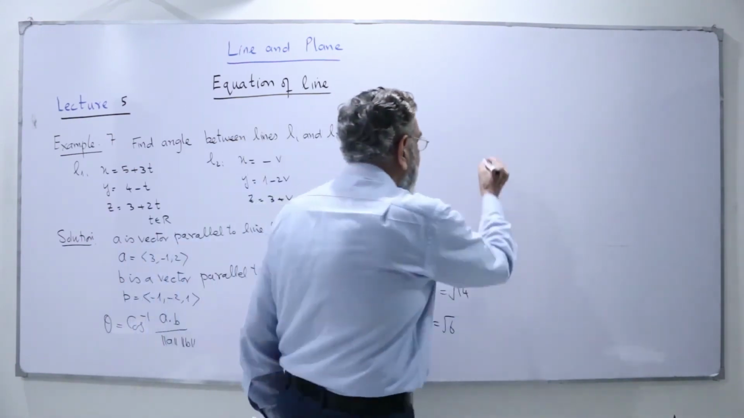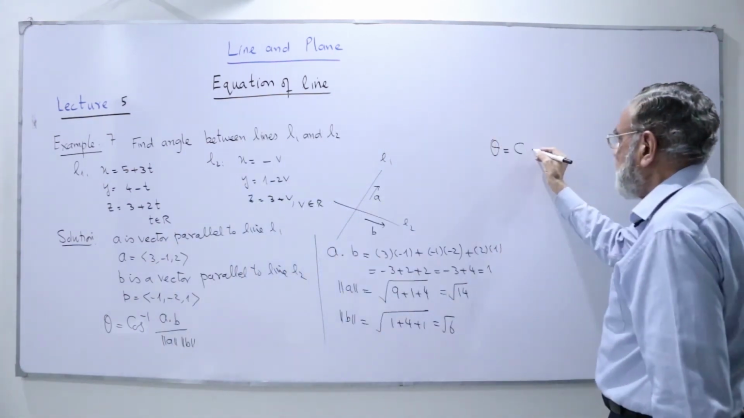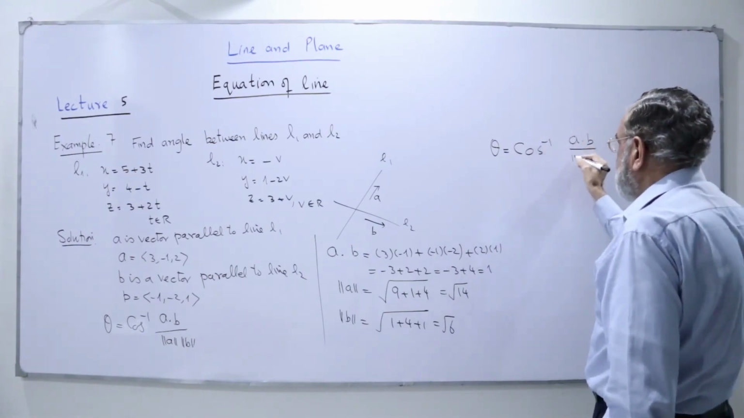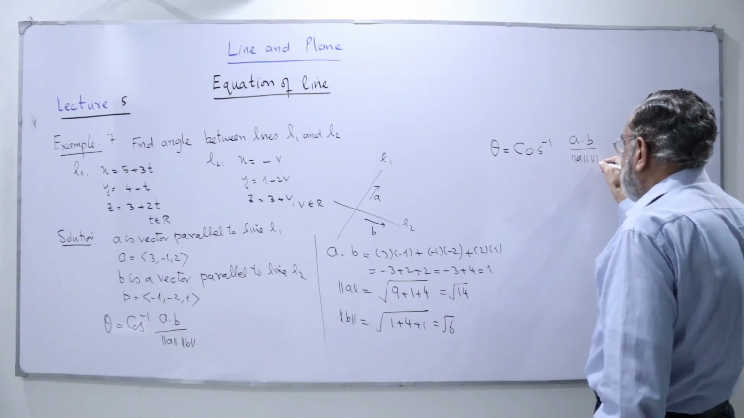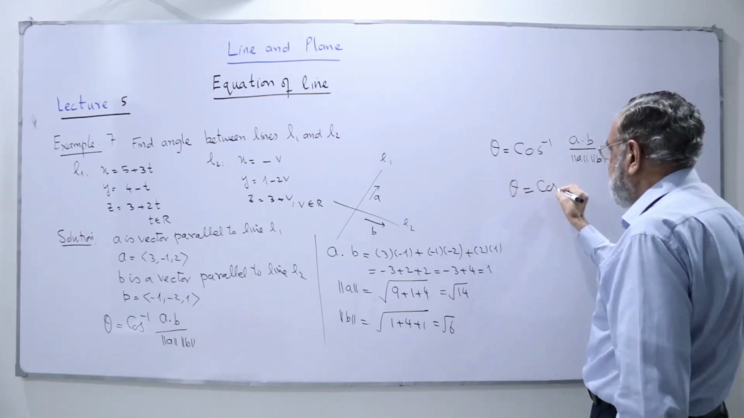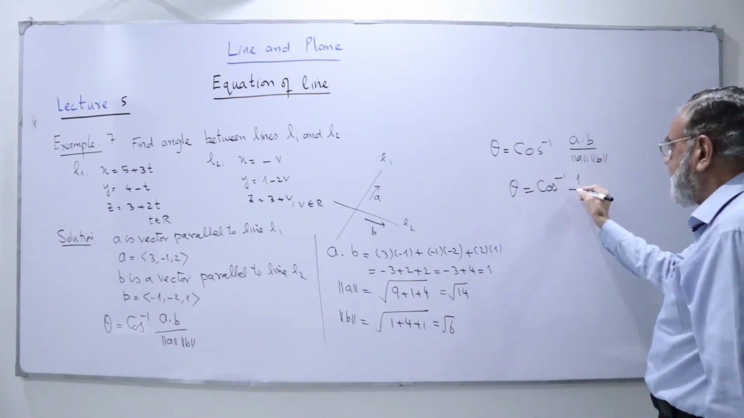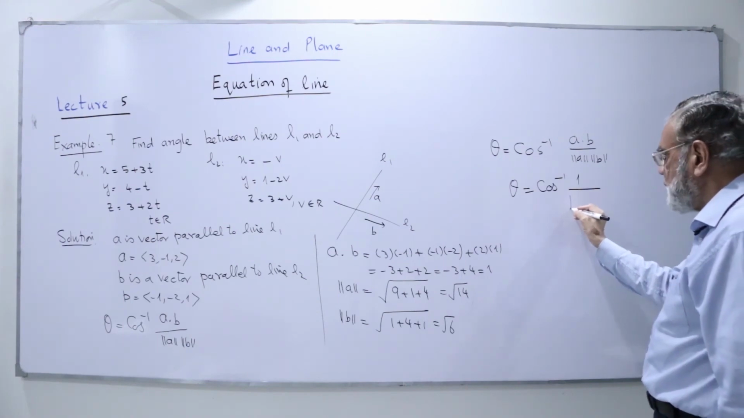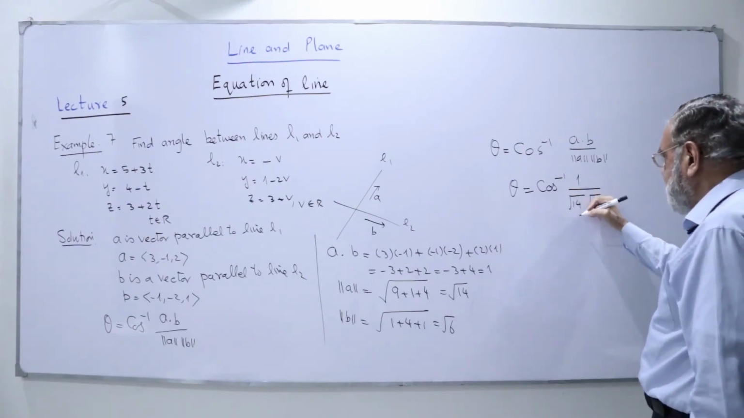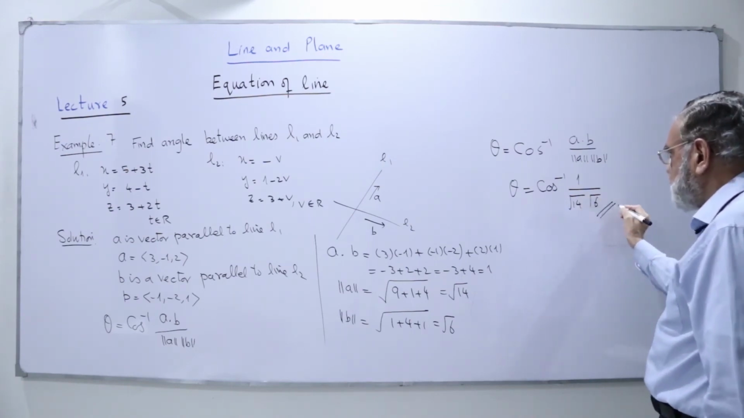Now I can write my theta. My theta is equal to cosine inverse of A dot B over magnitude of A and magnitude of B. So I have theta equal to cosine inverse of A dot B, which is 1, over magnitude of A, which is root of 14, and magnitude of B, which is root of 6. And that's my solution, the angle between these two.